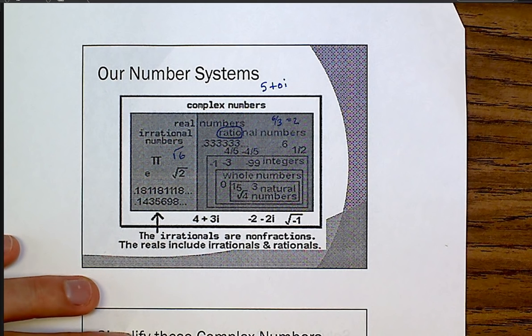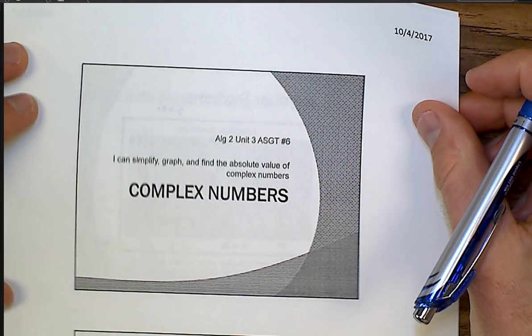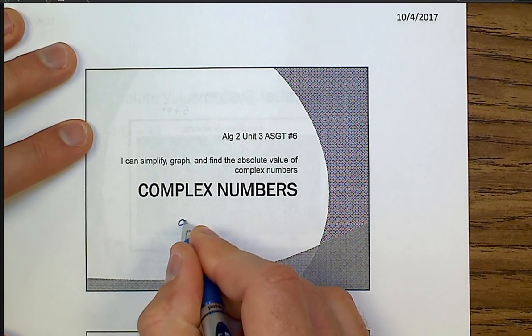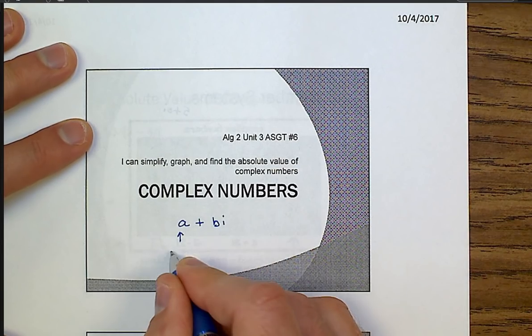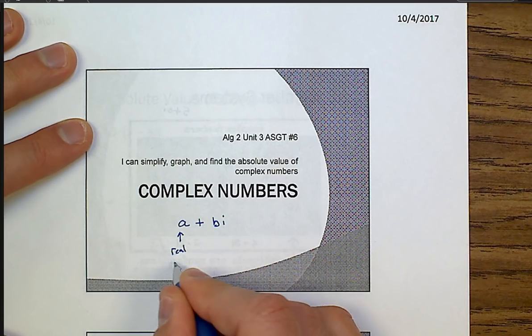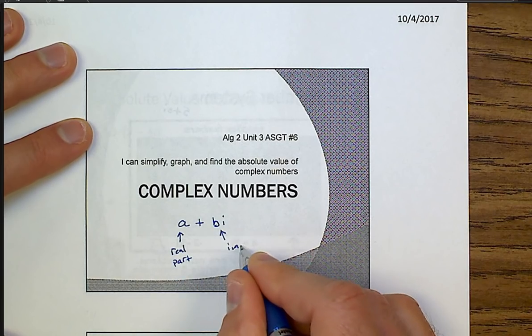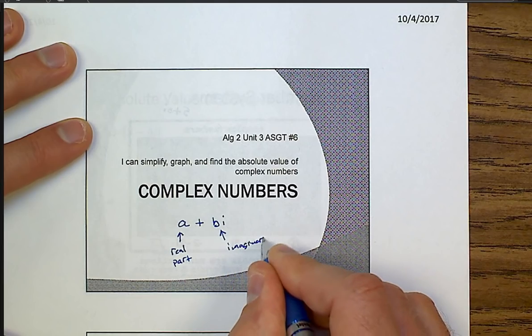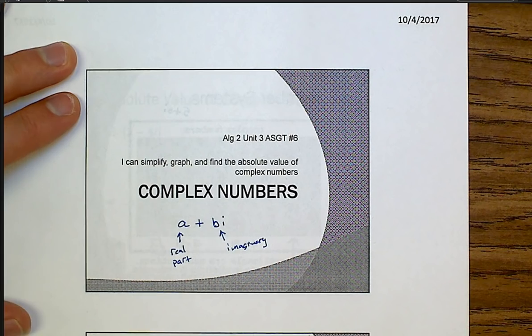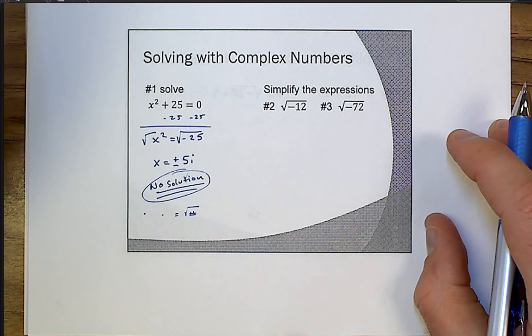So I'm going to kind of go back now to where we started. And now that you have some background information on the number system, complex numbers are written like this, in the form of a plus bi, where a is the real part, and the bi is the imaginary part, okay? So you have a real and you have an imaginary part. Now, let's get back to this problem right here.